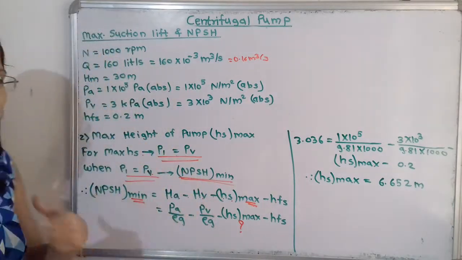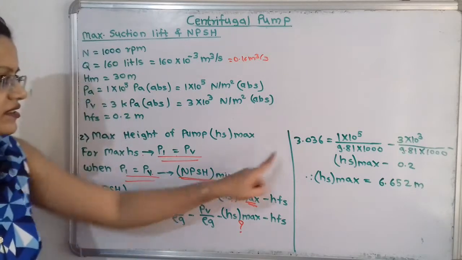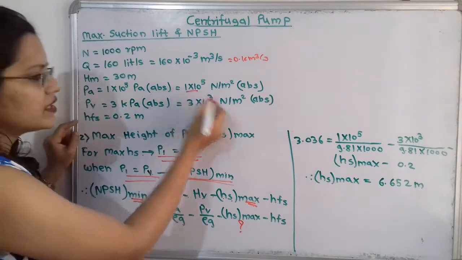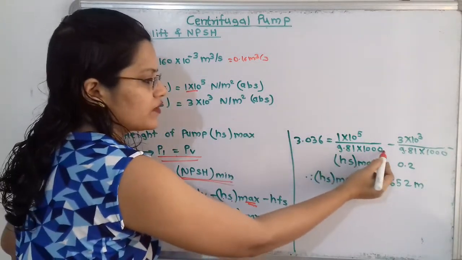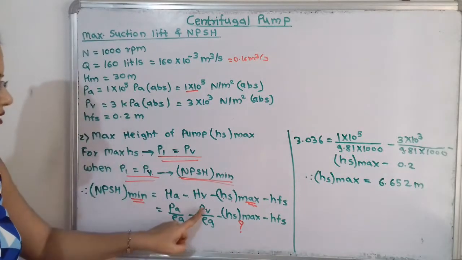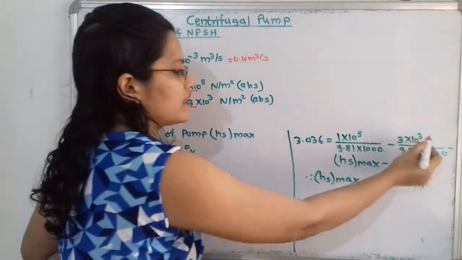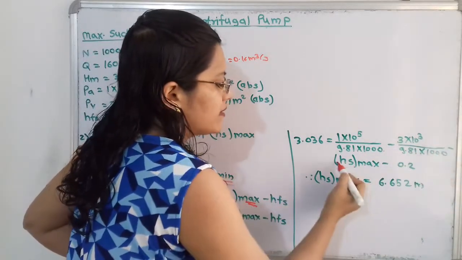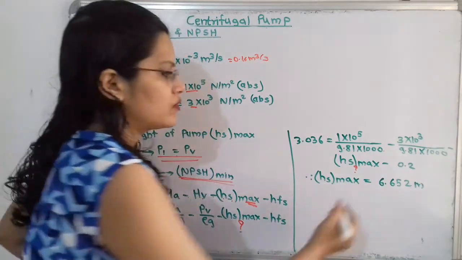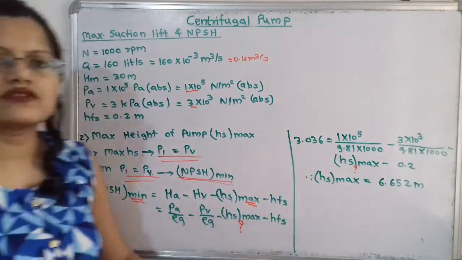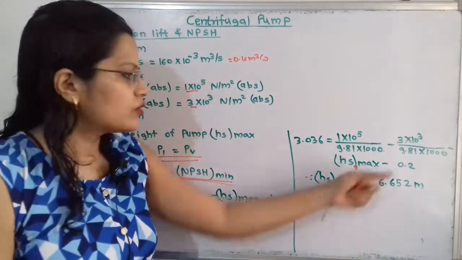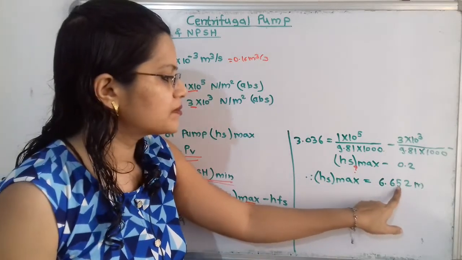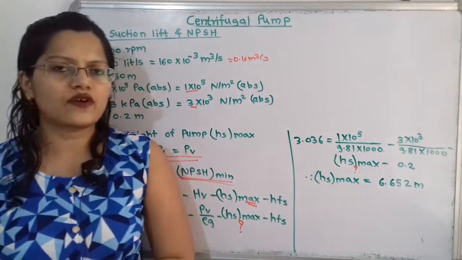We will now put in the values. NPSH minimum that we calculated in the first question is 3.036, which is equal to PA by rho g. PA is 1 into 10 raised to 5, divided by rho, where rho is 1000 into 9.81, minus PV, which is 3 into 10 raised to 3, divided by rho, the density of water, 1000 into 9.81, minus HS maximum, which we have to find out, and minus HFS, the head loss due to friction, which is 0.2. So it is easy for us to calculate HS maximum, and HS maximum is equal to 6.652 meter, and this is the answer of the second question.